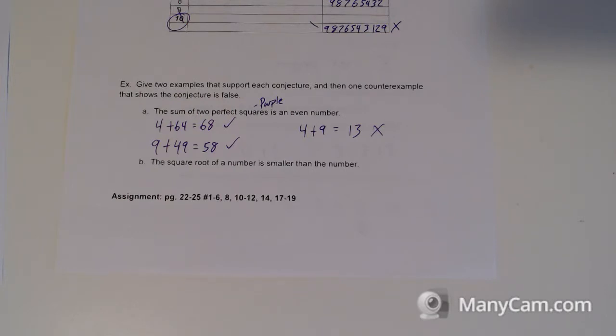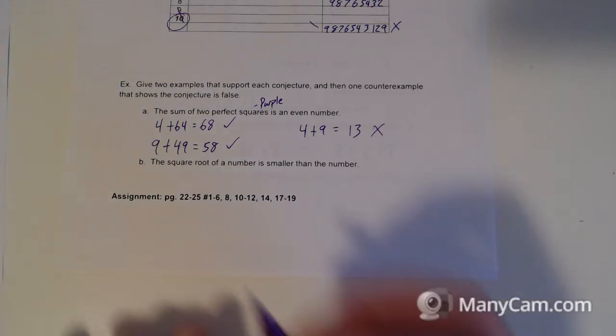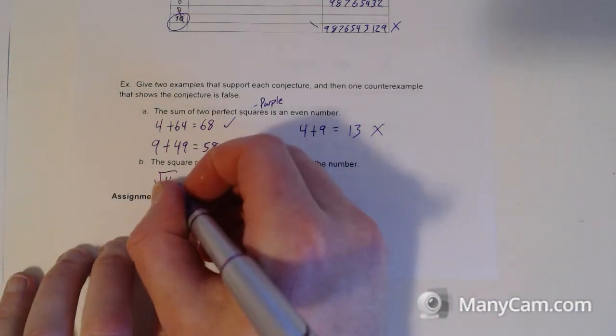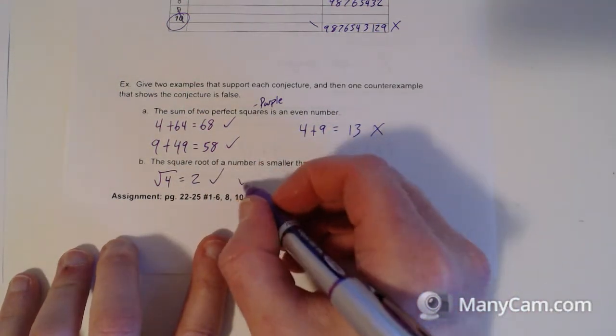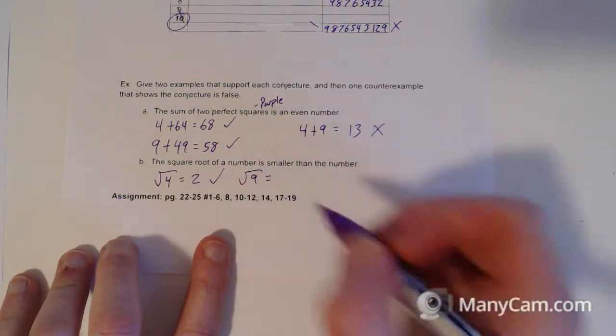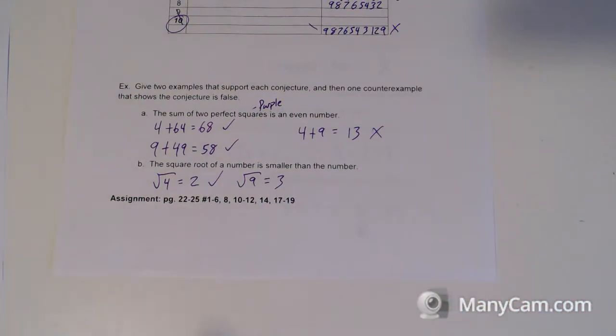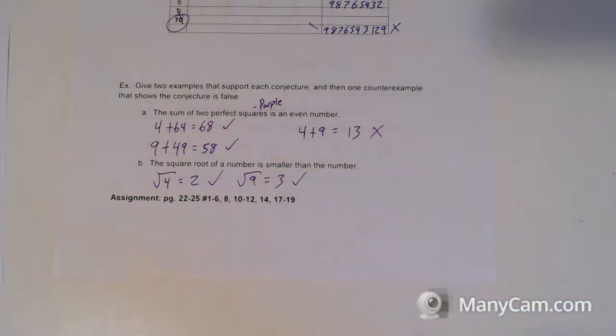Isn't that always true? Well, what's the square root of 4? That's 2. What's the square root of 9? Well, that's 3. So true examples are easy. If you square root a number, you're always going to get something smaller. Find a counterexample.